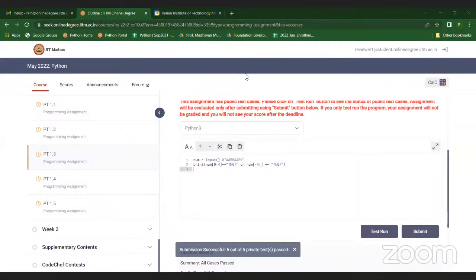So if one is false and one is true, you get true only if you use or. That's what we want, right? Okay. TN07 can be at the first 4 characters or the last 4 characters.